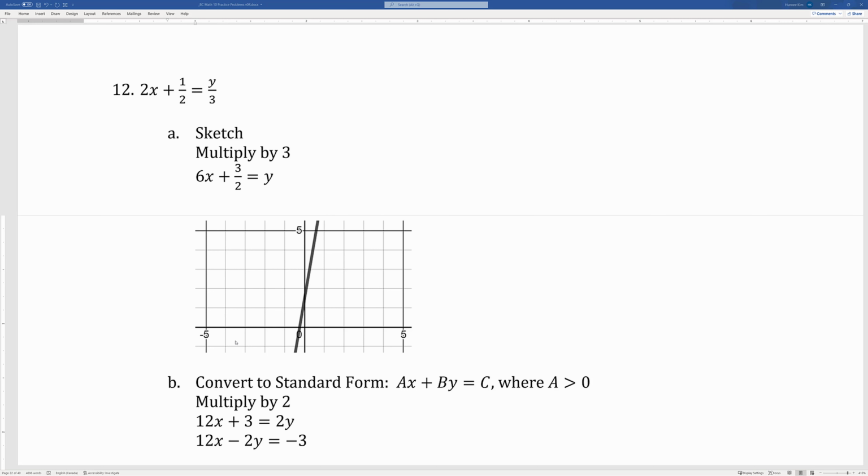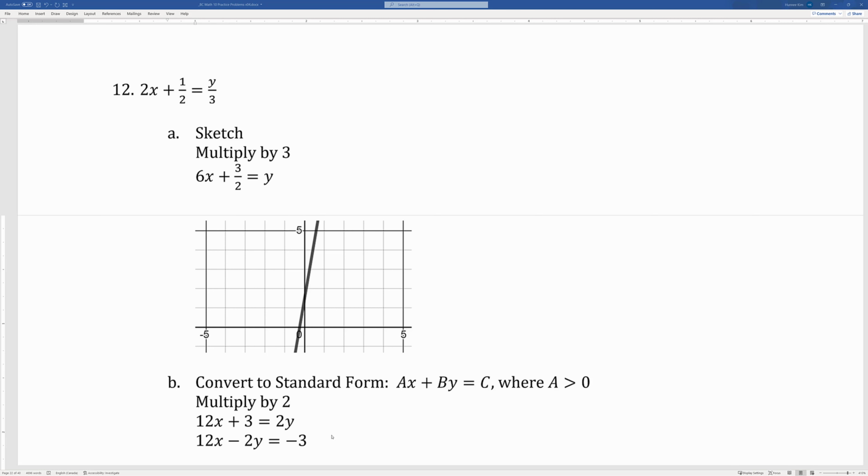Now, how do we convert this into standard form, ax + by = c? General form is ax + by + c = 0, whereas in standard form we simply have the constant on the other side of the equal sign. Let's multiply both sides by 2. We have 6x becomes 12x, and 3/2 becomes 3, and y becomes 2y.